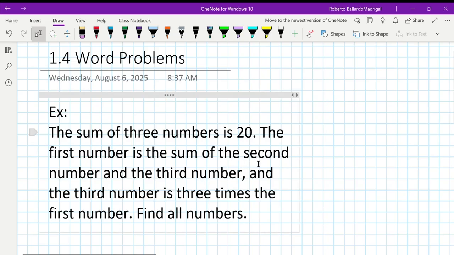The first number is the sum of the second and the third number, and the third number is 3 times the first number. They're two separate statements. So I'm saying the first number is the second plus the third, and then I'm saying the third number is 3 times the first. We'll write a statement right now, like an equation.